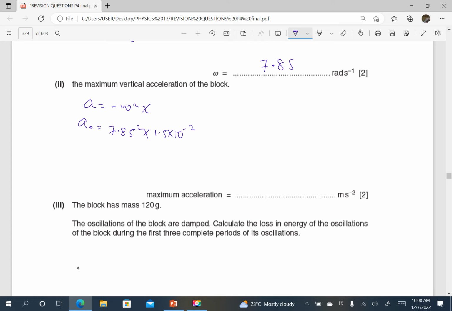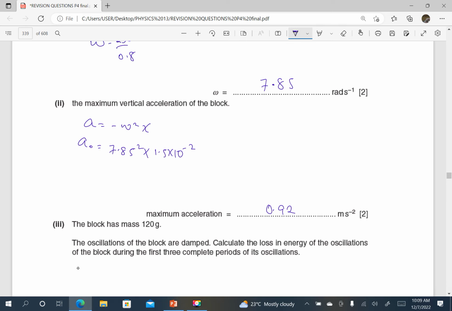Have this as 0.92. It could be 0.93 depending on how you have done it. If you have done it like this, to get a more precise value, A naught is equal to omega, which is 2 pi over 0.8, squared times 1.5 times 10 power negative 2. This one has given me 0.92, but this one will give me a slightly higher value.